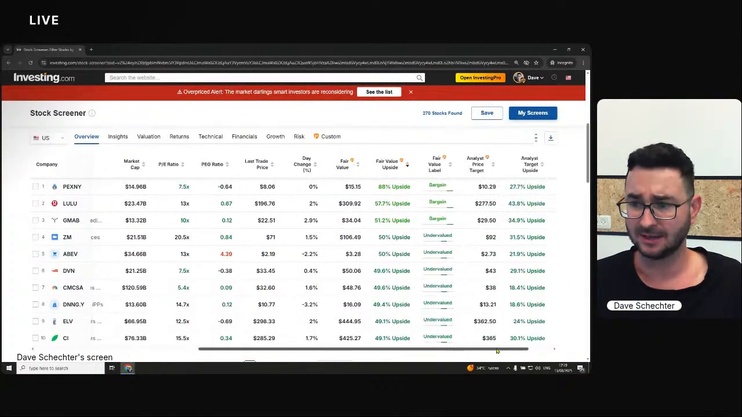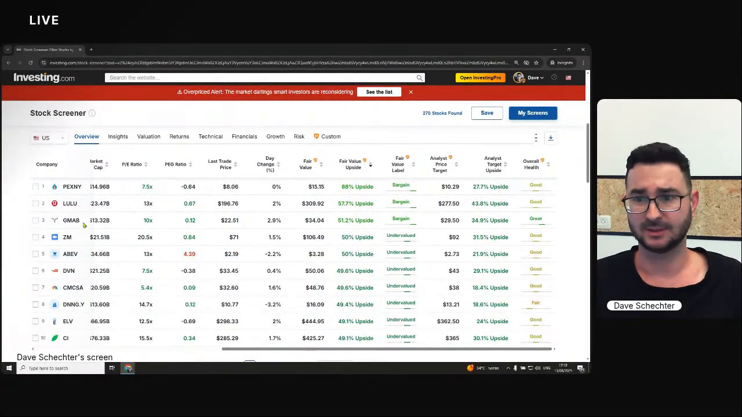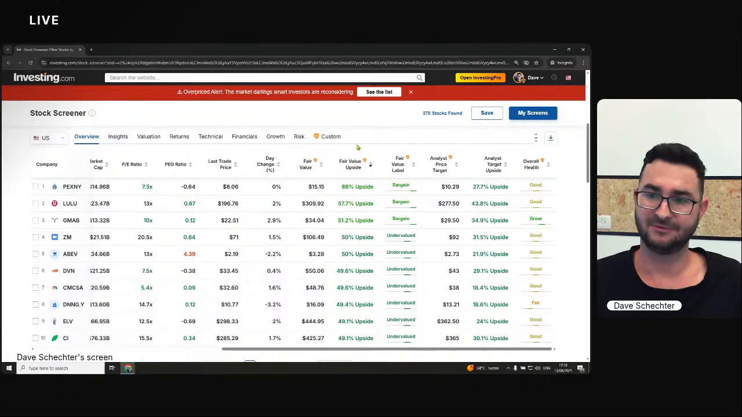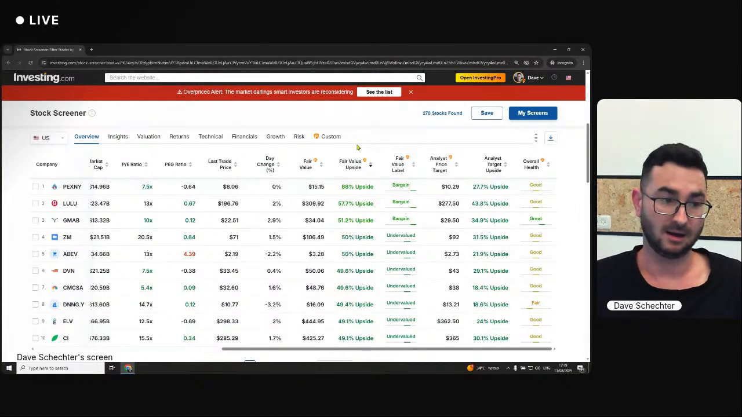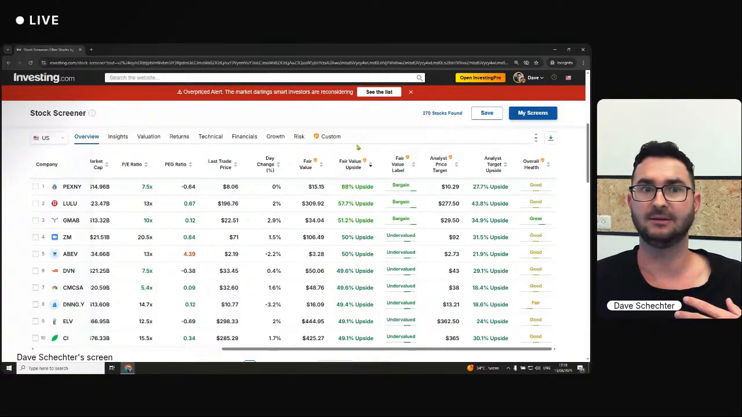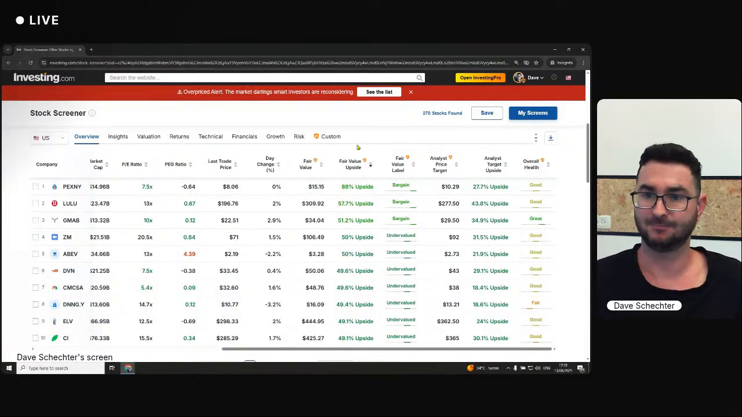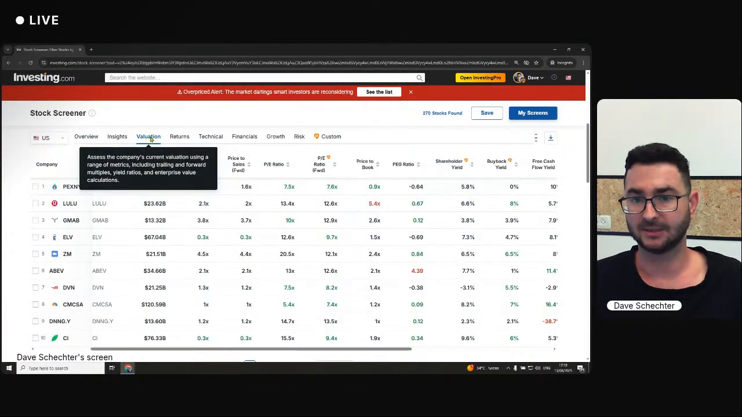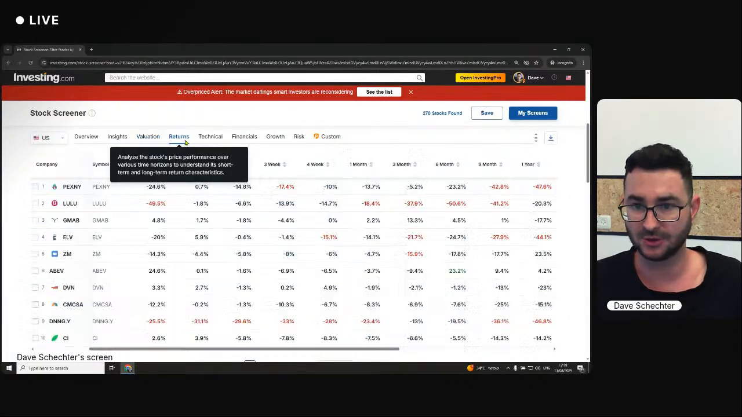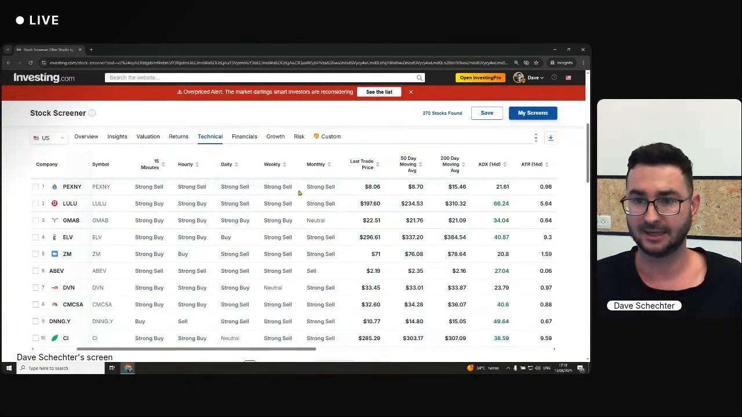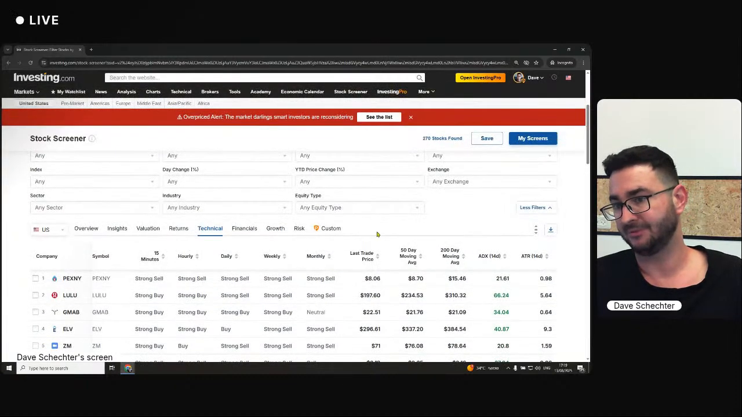So for example, if I wanted to sort this list based off of the fair value upside, that might be a good way for me to find value stocks for the sake of argument. All right. And if I wanted to view this according to valuation metrics or returns or technical indications, I have the ability to do that.